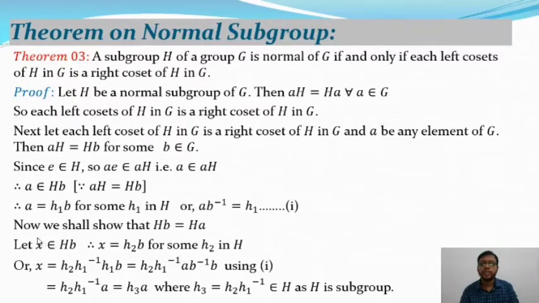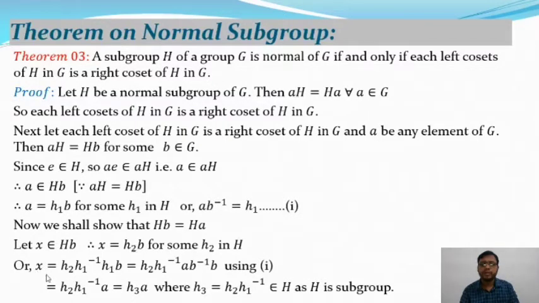So now we shall show that Hb is equal to Ha. So now let x be an element that belongs to Hb. Therefore x is equal to h2b for some h2 in H. This is the definition of the coset.